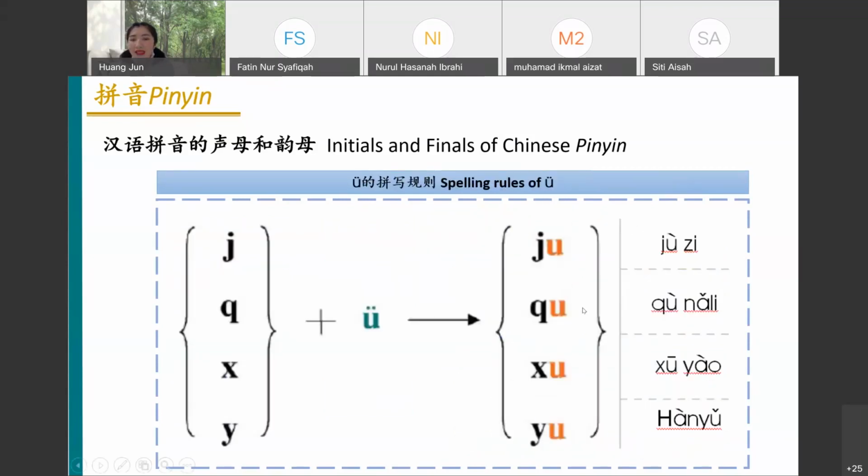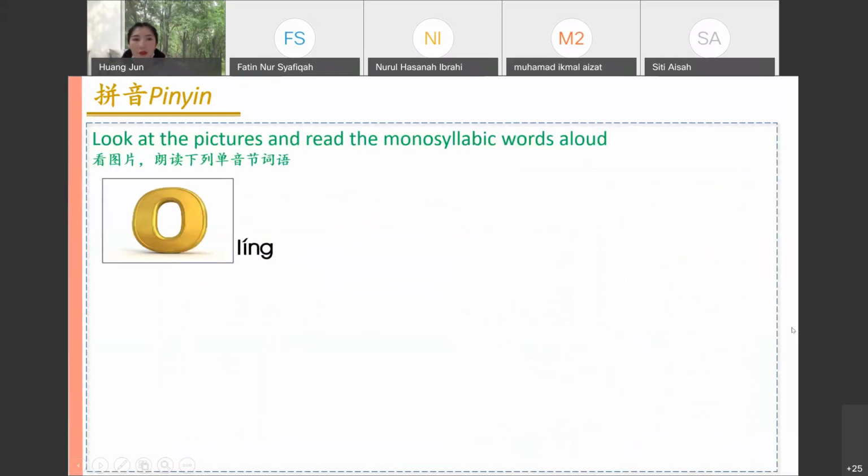For this one, last time we already introduced. For the letter "ü," if it is put after "ji," "qi," "xi," "yi," the two dots we don't need to write. Once you see it's a "ü" here, we read the "ü" pronunciation. Then some examples for today. Practice your pronunciation. We read again the word 0. How do you read it right now with the correct tone mark? Initial, final, and a tone. So how do you read 0?